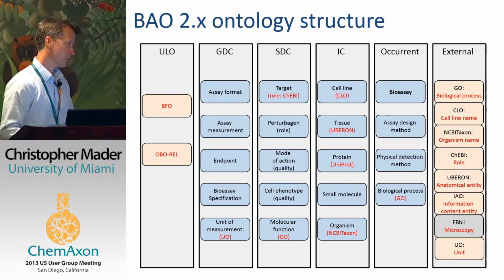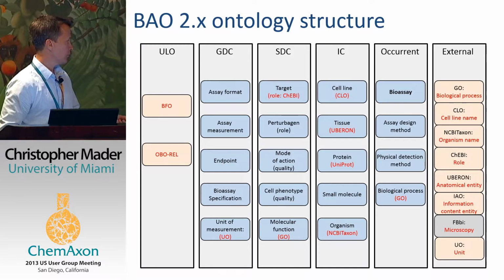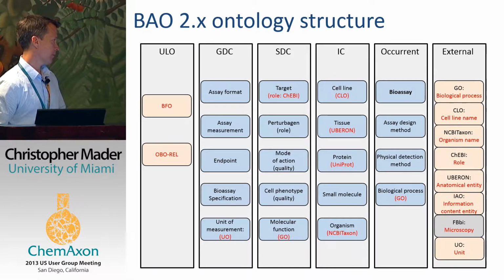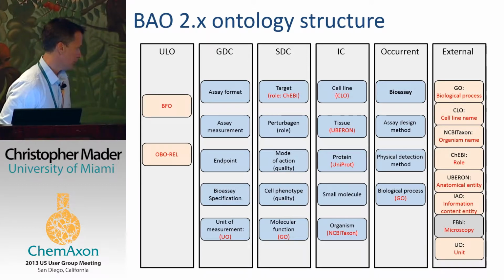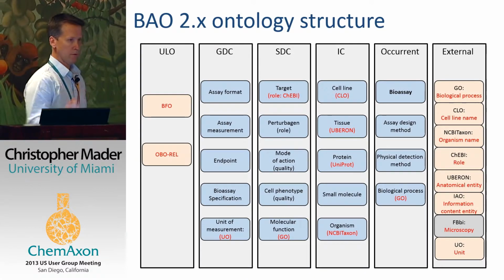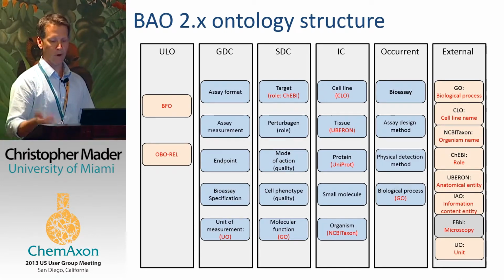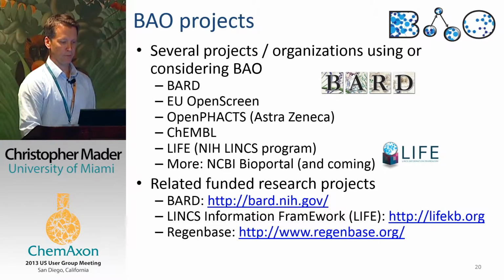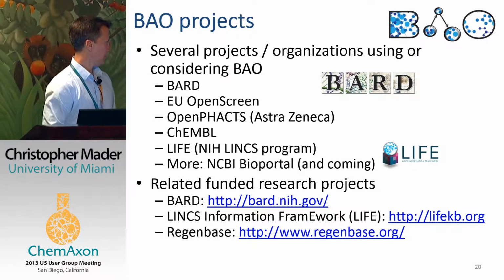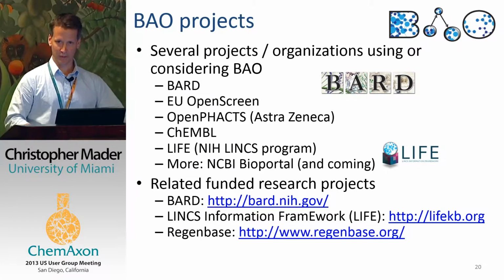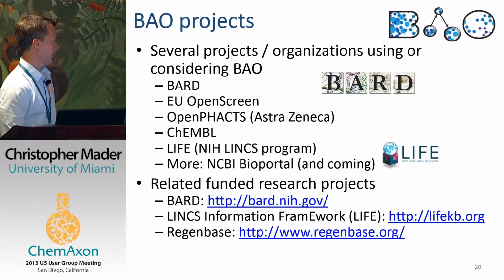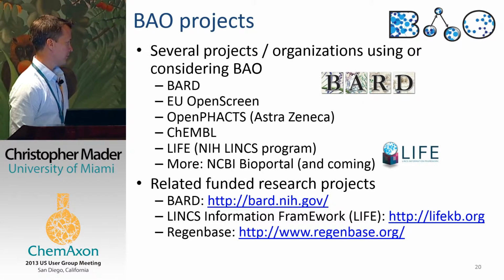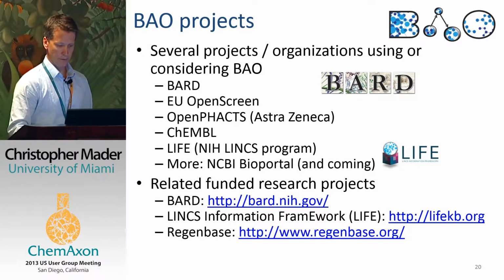And this slide just shows that the BAO references a lot of other ontologies. We use the Gene Ontology, for example, and use those terms. Those terms are referenced by the BAO. And BARD is also using it. I'm personally not involved in the BARD project. We have multiple projects going on, but they're using it. We also use it in LIFE, the project I'm talking about now. We have another project called Region Base, which is also using it.